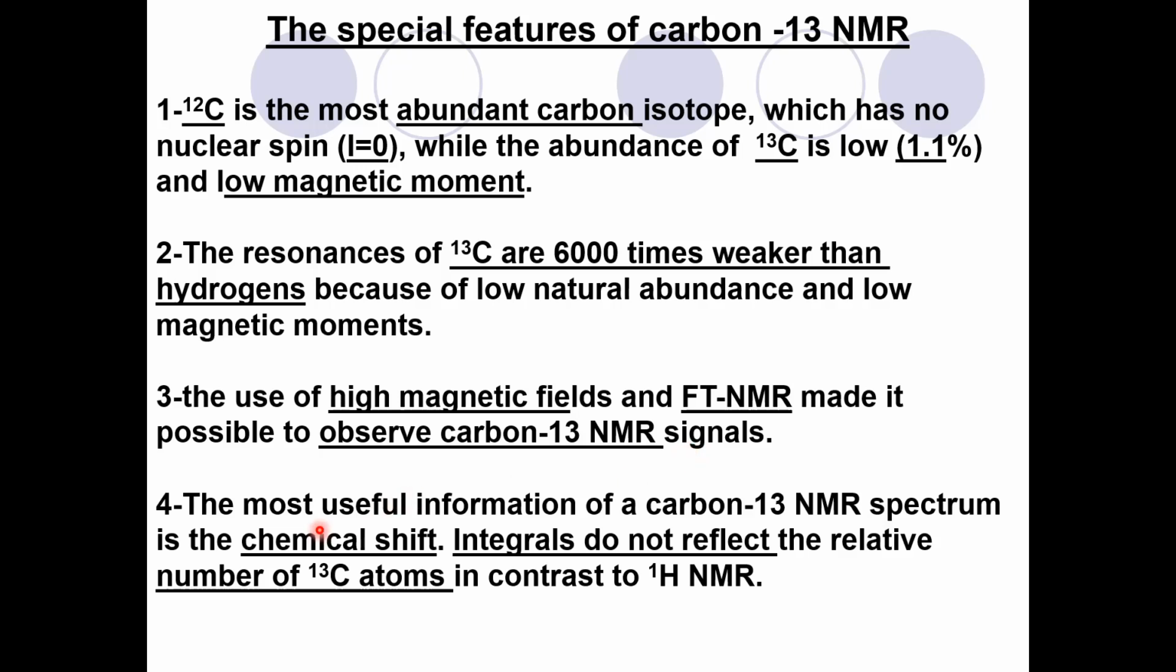The most useful information provided by carbon-13 NMR spectroscopy is the chemical shift value. Integration is not reliable in carbon-13 NMR because of different relaxation times of different types of carbons. We have methyl, methylene, and methine carbons. Each one has different relaxation times. The higher the number of protons on a carbon, the more its signal is enhanced. Therefore, integration is not a reliable parameter in carbon-13 NMR.